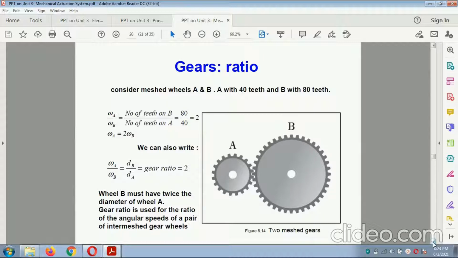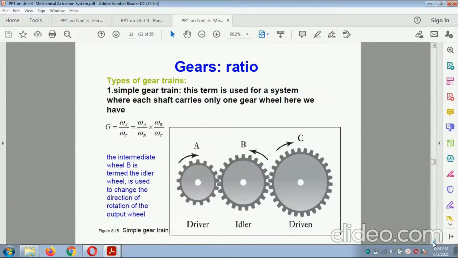The gear ratio is used for the ratio of the angular speeds of a pair of intermeshed gear wheels. So this is the diagram of two meshed gear wheels. The types of gear train.